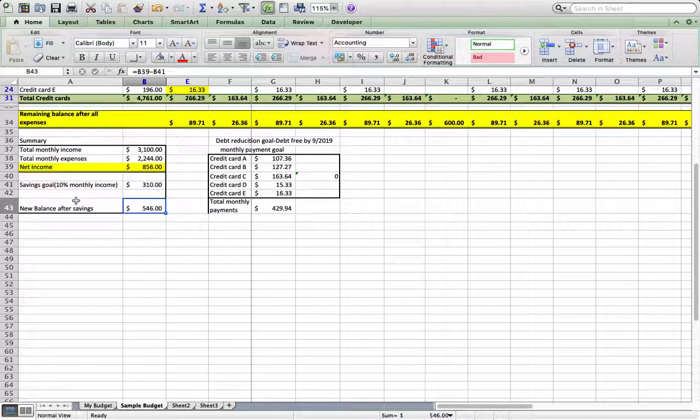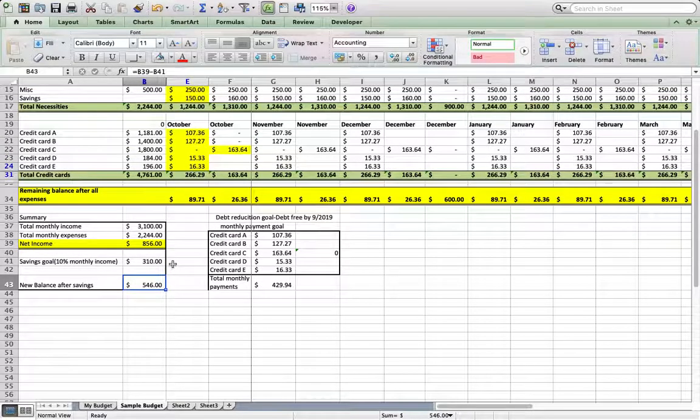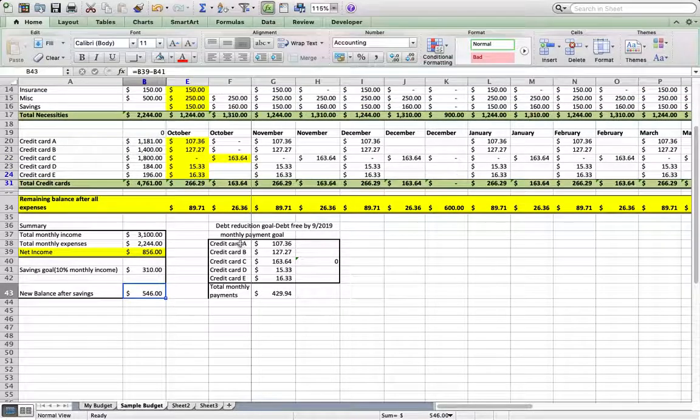But this person does have credit cards, so we can't use this money yet, right? It's called sacrifice. We want to pay on our credit cards, and then once that's done, we could use the money for whatever we want to do. So this person has a debt reduction goal. They want to pay off all these credit cards by September 2019.